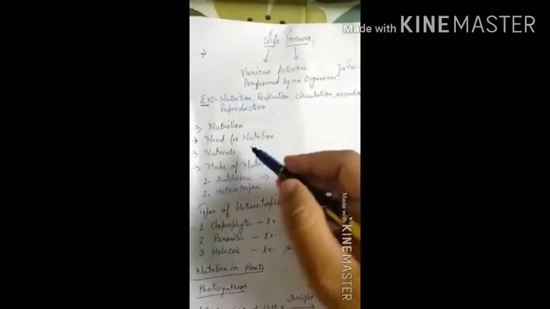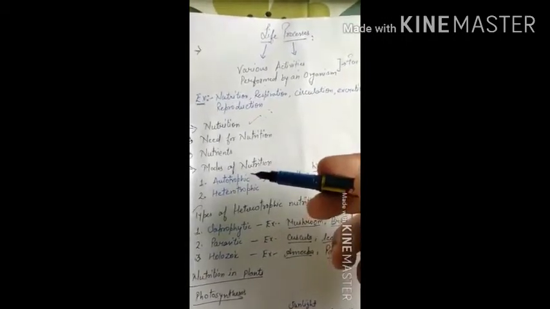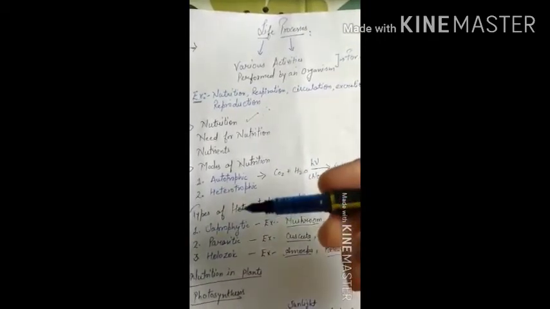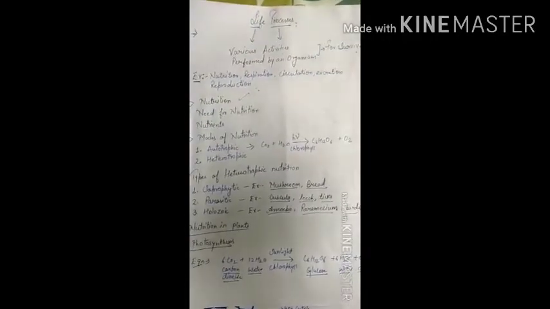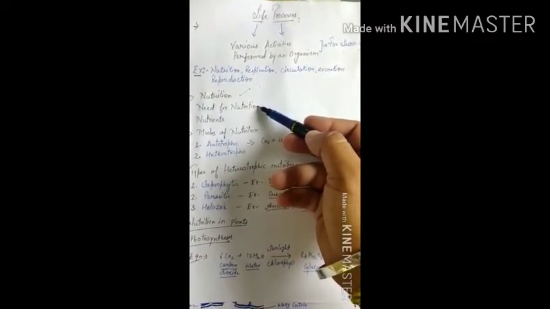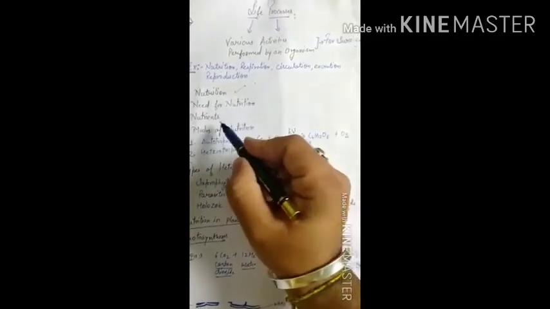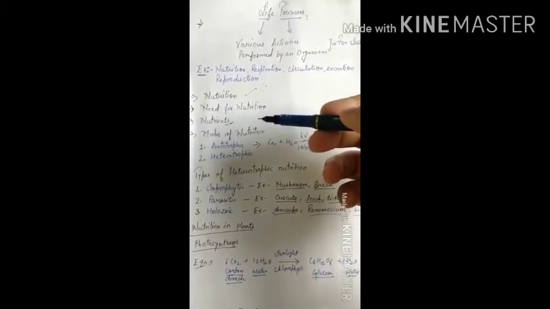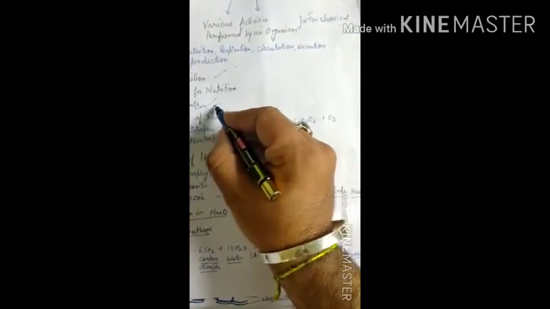In this, first we talk about what nutrition is. It is the process of taking food by an organism and its utilization by the body for life processes. Now we can talk about the need for nutrition. Organisms need energy to perform various activities, and the energy is supplied by nutrients. Organisms also need raw materials for growth and repair, and these are provided by nutrients. Now we can talk about what a nutrient is.